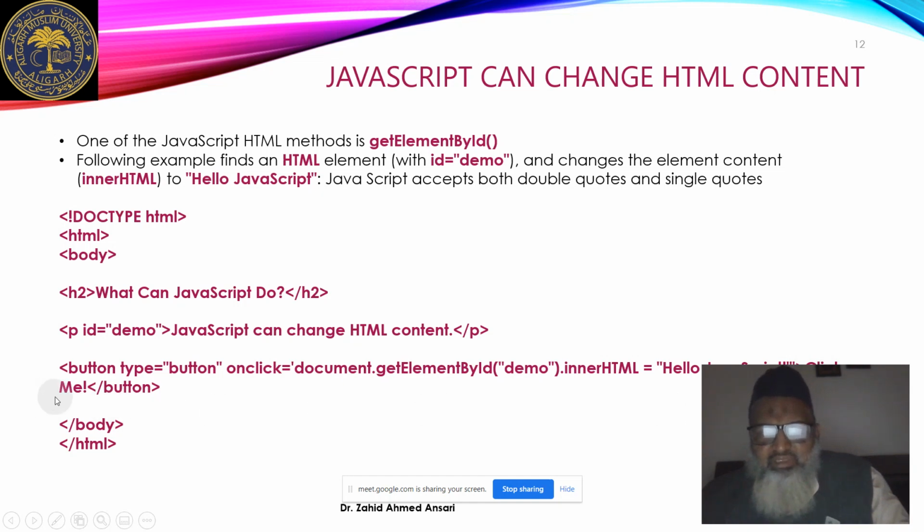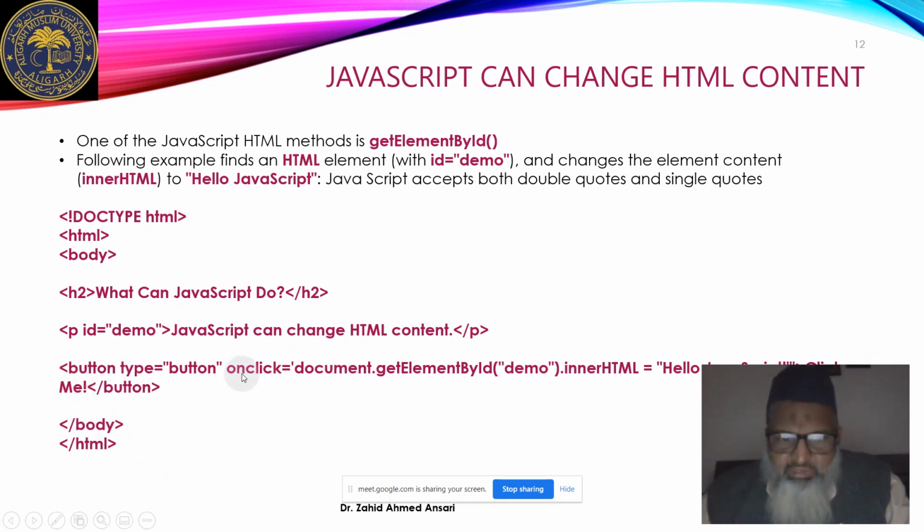Click me will be there, right? So this way we have a button. So how many elements inside this HTML document? We'll be having a heading, what JavaScript can do. Then we'll be having a paragraph which will contain JavaScript can change HTML content. Then we'll be having a button called click me.